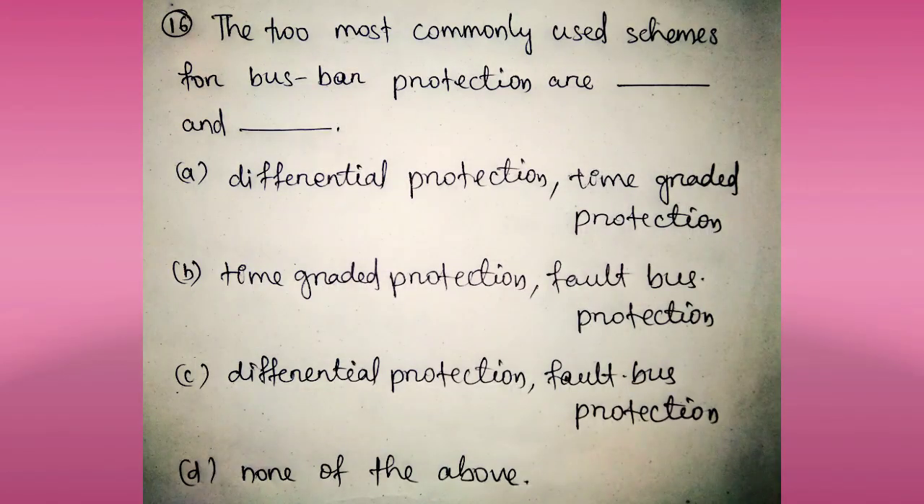Question number 16. The two most commonly used schemes for bus bar protection are dash and dash. Option A differential protection and time graded protection. Option B time graded protection and fault bus protection. Option C differential protection and fault bus protection. And option D none of the above. The two most commonly used schemes for bus bar protection are differential protection and fault bus protection. Here the correct answer is option C, differential protection and fault bus protection.